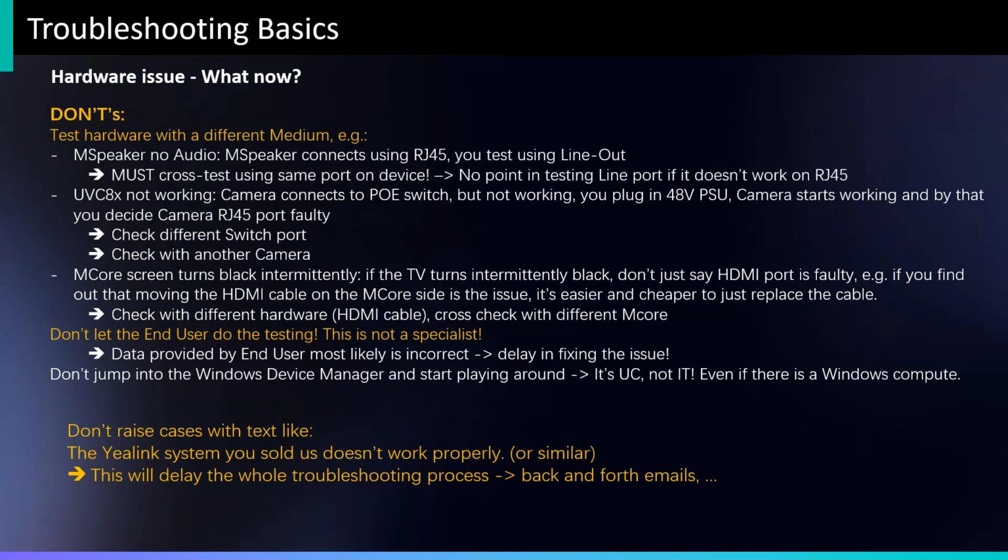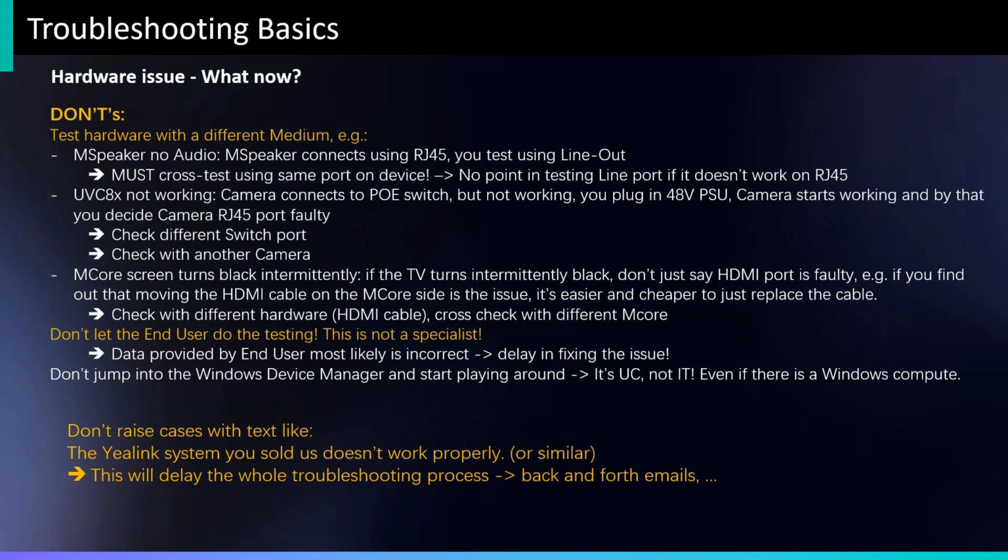Maybe the cable is faulty. Whatever. So you can't just say, okay, I plug the camera in with the power supply unit, it works, but with the RJ45 port, it doesn't work. So therefore, the RJ45 port is faulty. That doesn't make sense. You have to literally check if all included parts in the chain are not also faulty.